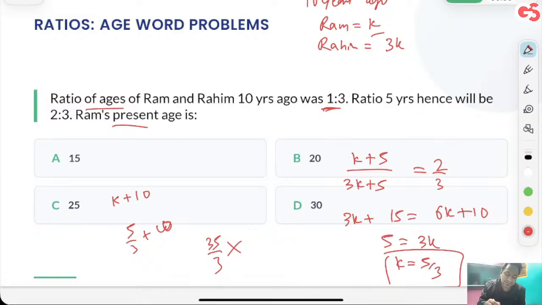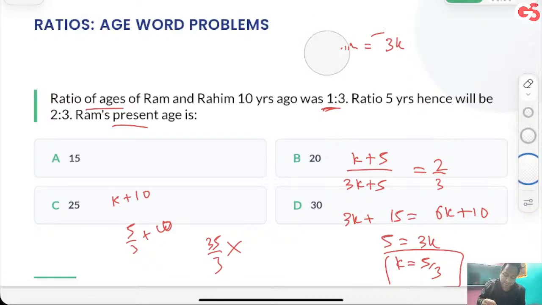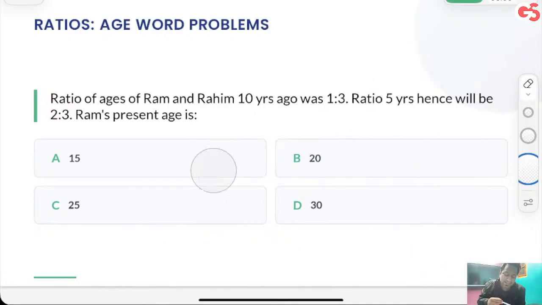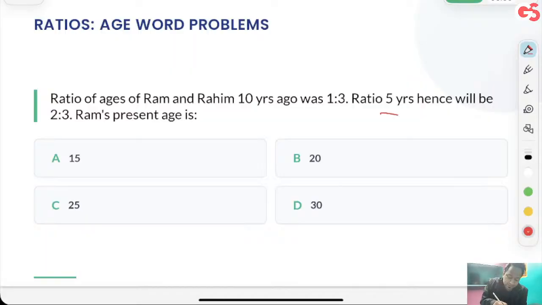Absolutely, Akashit. Very good. So this thing can happen, you know. Now, 5 years hence from who? From what? From present. Absolutely. So 10 years ago, it was K and 3K. 5 years hence will be 10. Present se 5 years aage matlab ki 15 saal ho jayega. This is equal to 2 by 3.